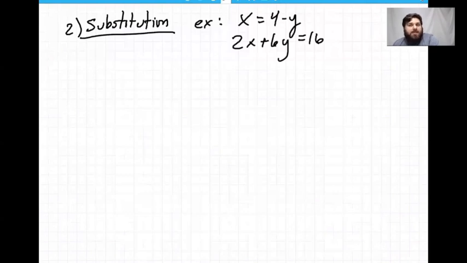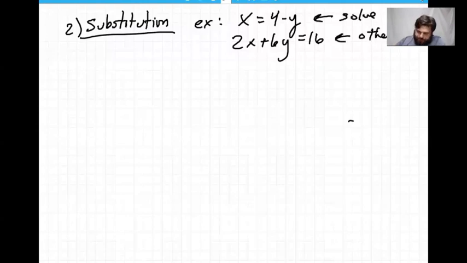If you gave me x dollars and I gave you 4 minus y dollars, we would have given each other the same amount. It's a fair trade. Well, if it's a fair trade, you can substitute, okay? So what we do is we solve for one of the variables in one of the equations. It doesn't matter which one. But then you have to substitute into the other equation. Don't substitute into itself, okay?